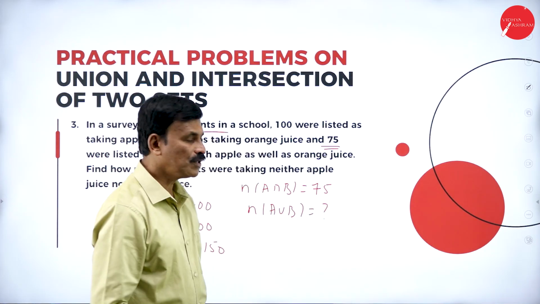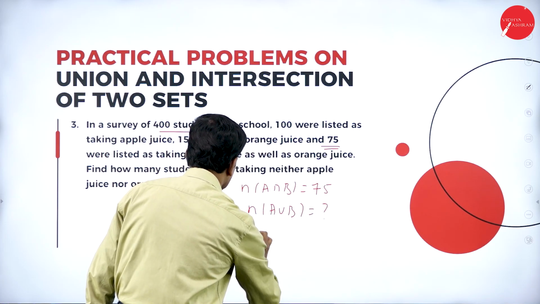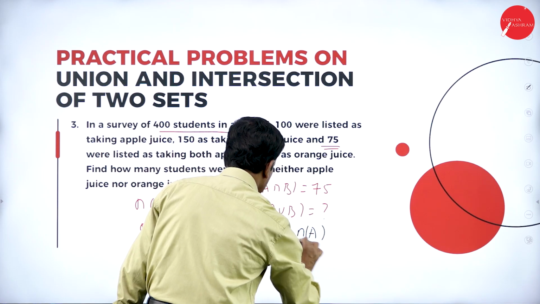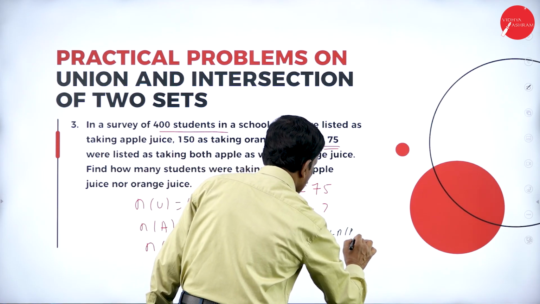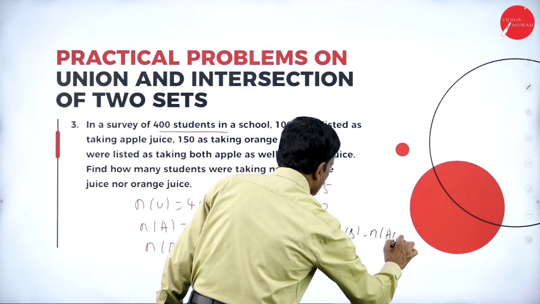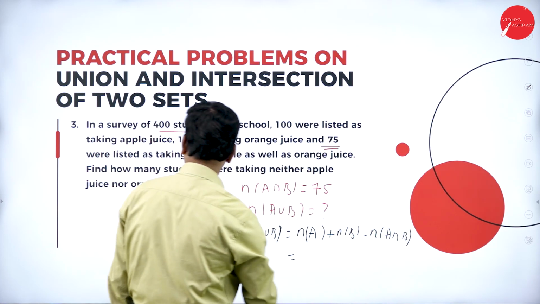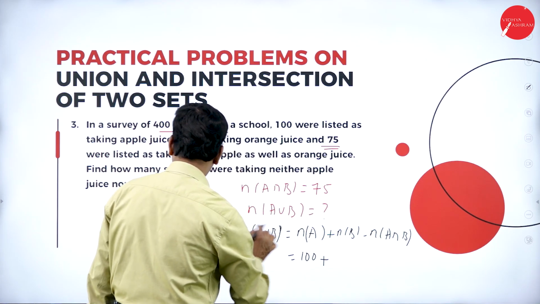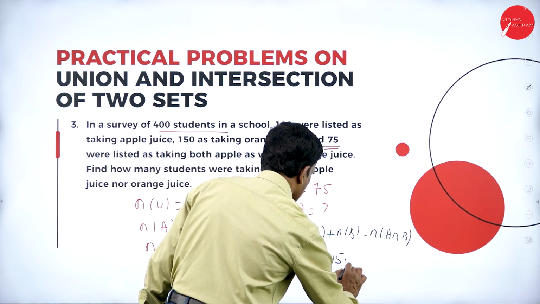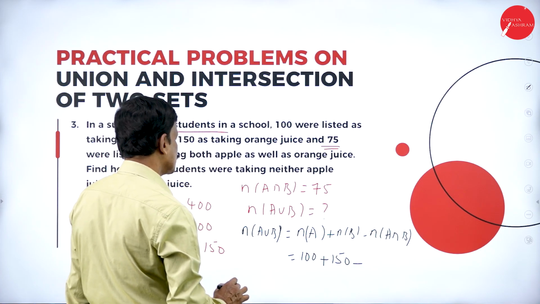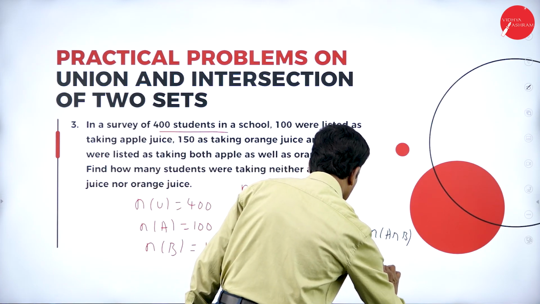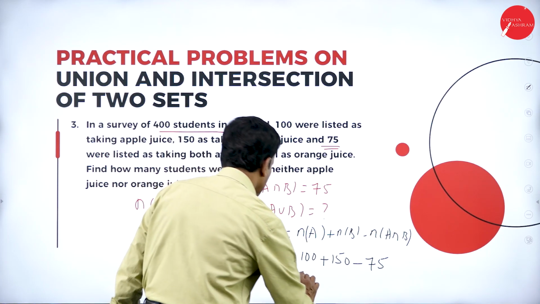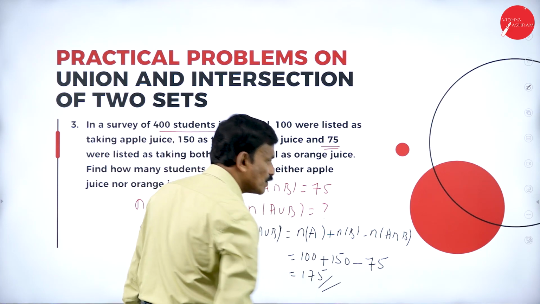That's it. Okay. Now what is the formula? So the formula is N of A union B is equal to N of A plus N of B minus N of A intersection B. N of A is 100 plus N of B is 150 minus N of A intersection B is 75. So what is this equal to? 150 minus 75 is 75. This is equal to 175.